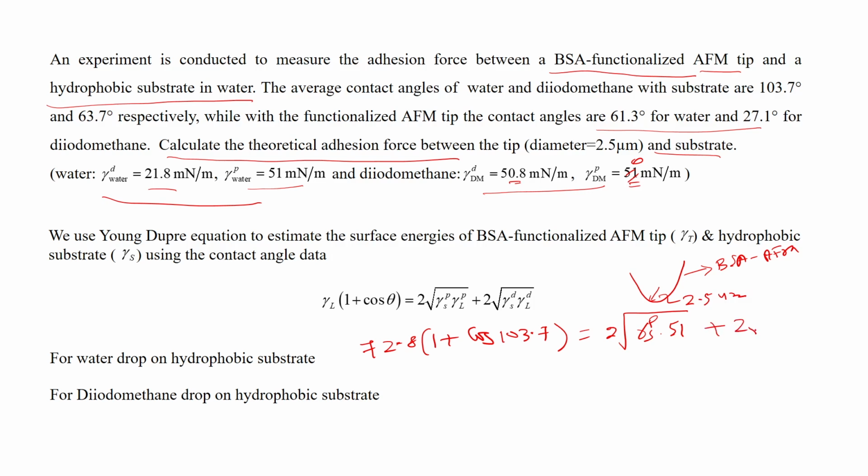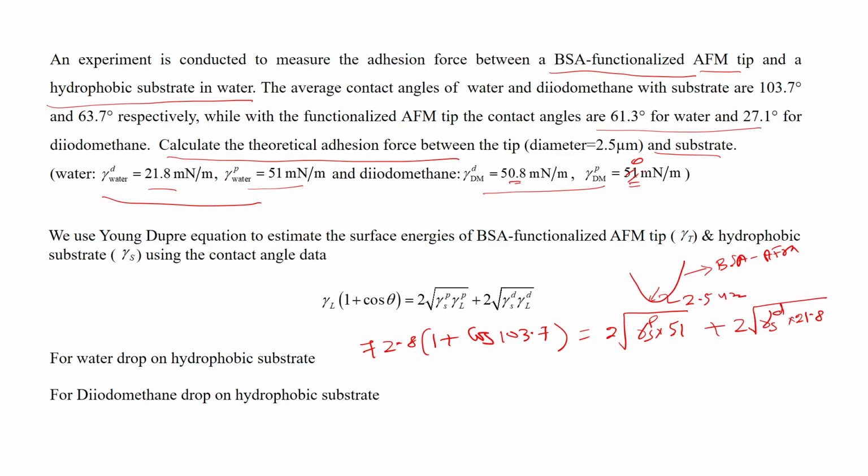Right, and then 2 square root, and this is gamma S D here, and this is 21.8, 21.8 here, like that. So you have one equation, and the second equation will be with respect to diiodomethane, and for diiodomethane the polar component is 0 here.